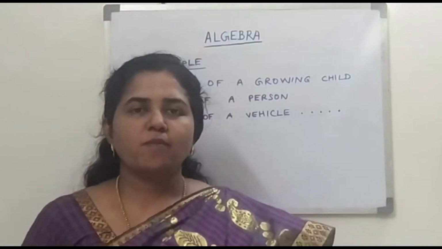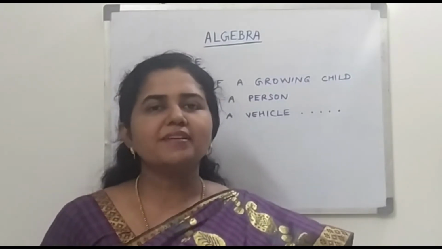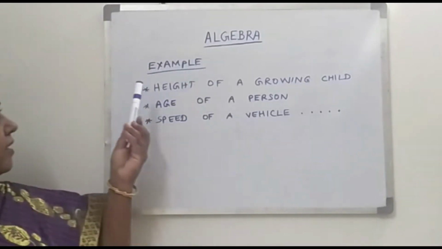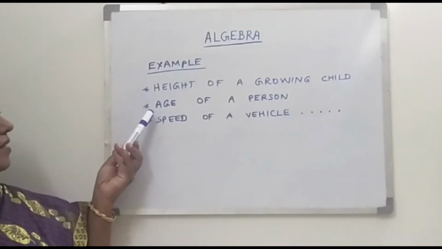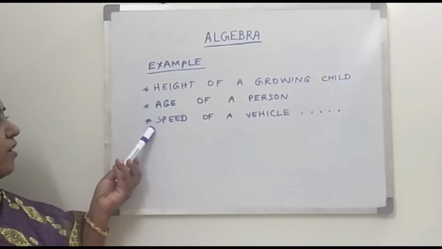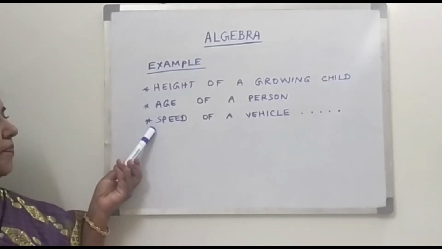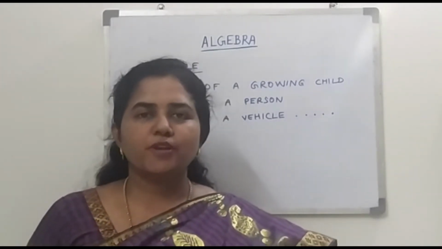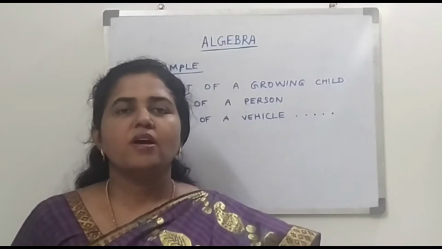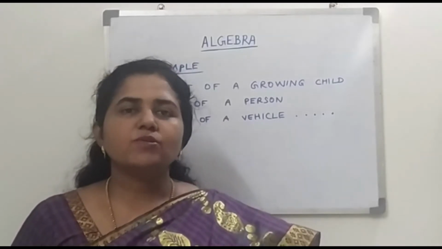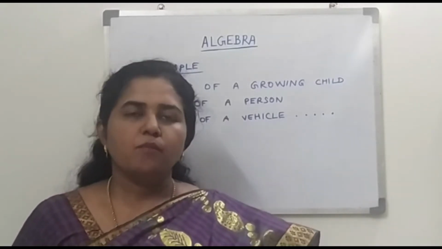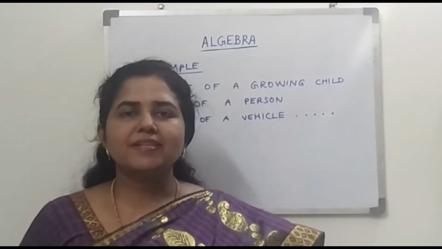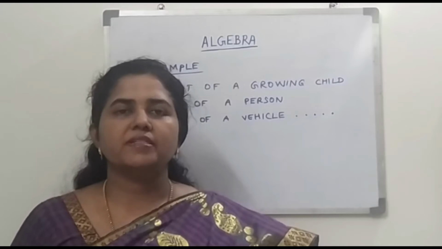In real life problems, we often see certain values that keep on changing. For example, the height of a growing child, the age of a person, the speed of a vehicle, etc. In some situations, there may be necessity to represent these changing values. For such cases, we use symbols in algebra. Mostly, alphabets are used as symbols. These symbols are called variables.